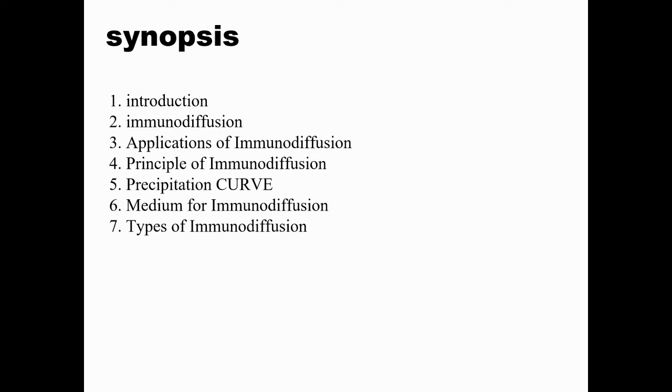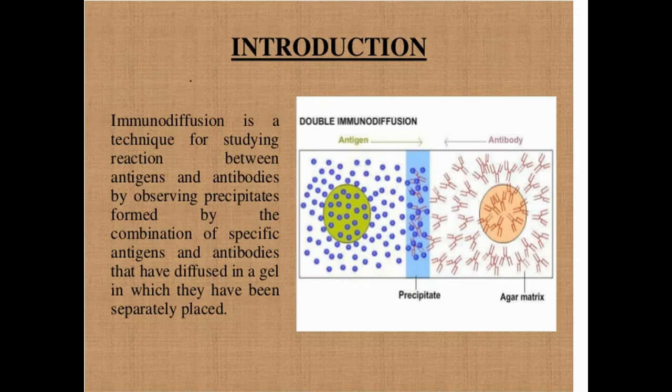Then what are the types of immunodiffusion, which include single immunodiffusion and double immunodiffusion, and then what is a precipitation curve, and what is a medium for immunodiffusion, and finally we'll be going through the types of immunodiffusion as far as this particular PPT is concerned. First we will start with the introduction.